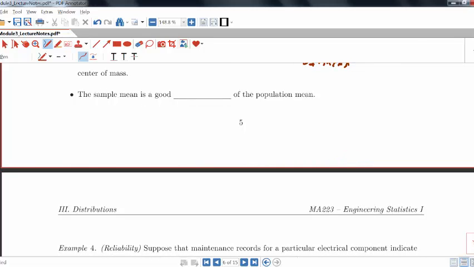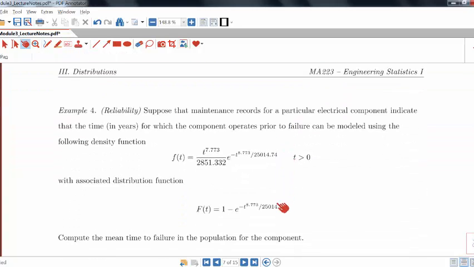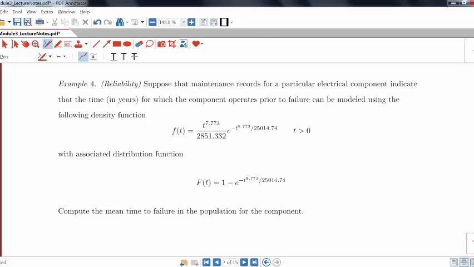The sample mean is really a good estimate of the population mean, and I would say, as you know, that estimate's getting better and better as n goes to infinity. So it's a good estimate, but of course you'd rather have the population if you want to know the truth, but often we don't. We're going to have to use a sample. So let me go back to pulling this up. So here's an example of finding the mean of a population.